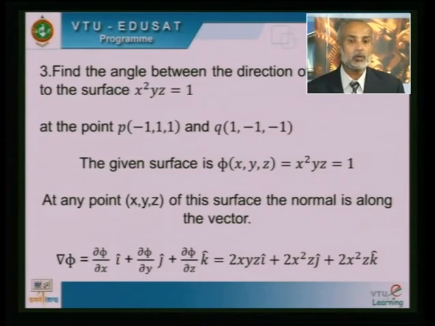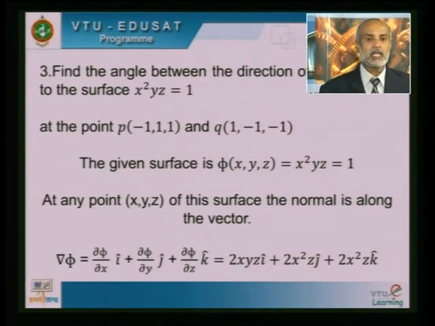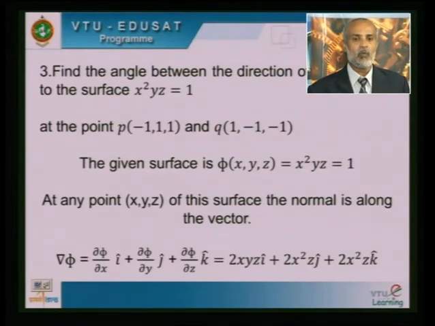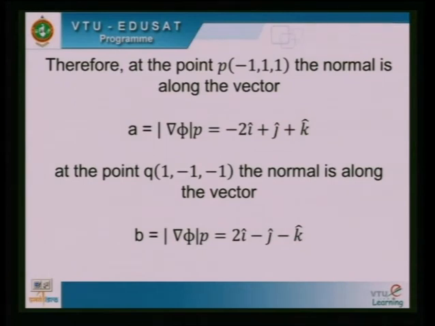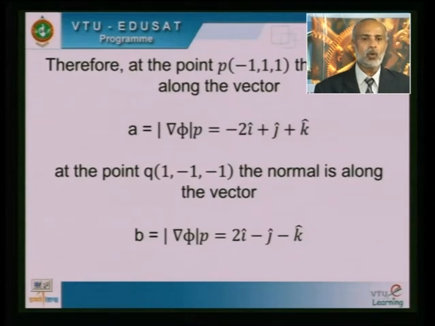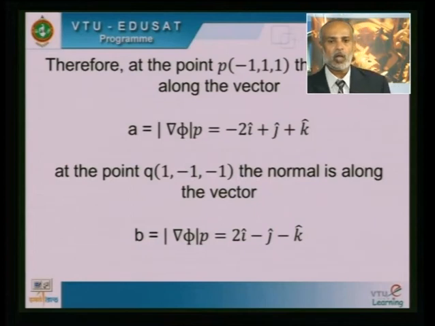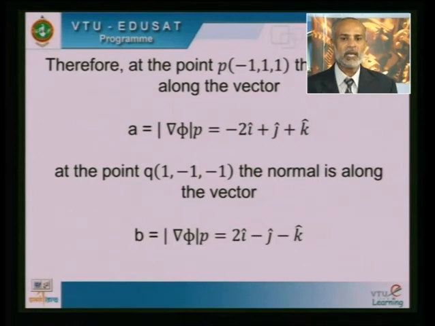Similarly, differentiating partially with respect to y, x squared z is constant and stays as it is, and the differentiation of y is 1. Similarly, differentiating partially with respect to z, x squared y is constant, and the differentiation of z is 1. Therefore, at the point P(-1, 1, 1), the normal is along the vector A, the gradient of phi at P, which is -2 i + j + k. Similarly, at Q(1, -1, -1), the normal is along the vector B, which is 2 i - j - k.